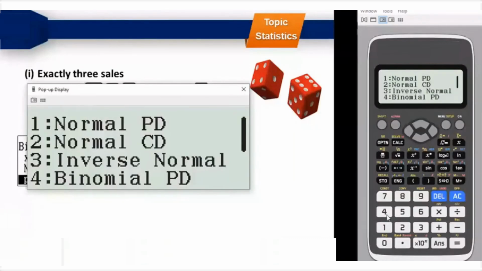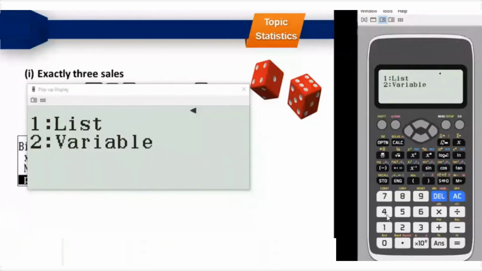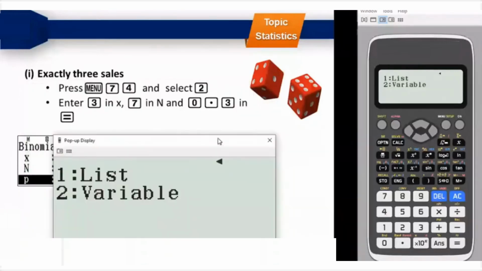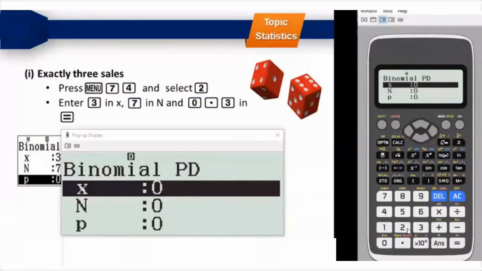Do I need the list of answers or one answer? I just need one answer, so I will press 2. It is asking me X equals, X means what do I need to find? I need to find the probability for 3 sales. So I will write 3 and I will press equals.